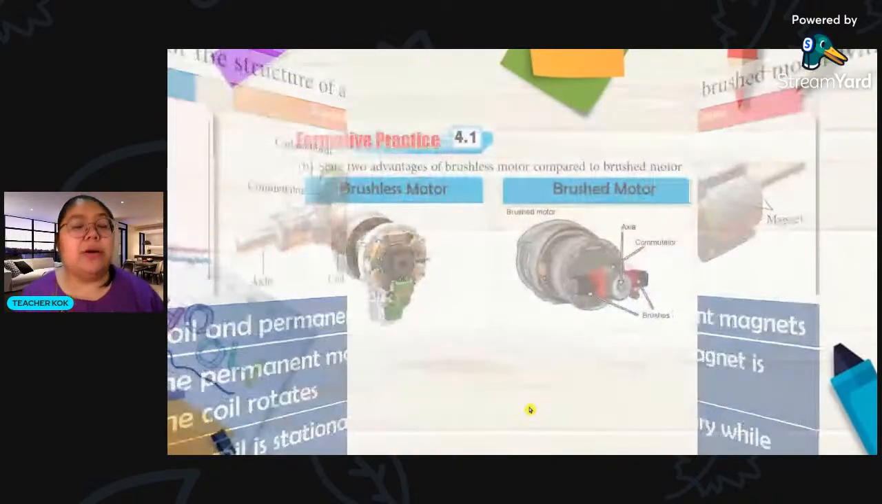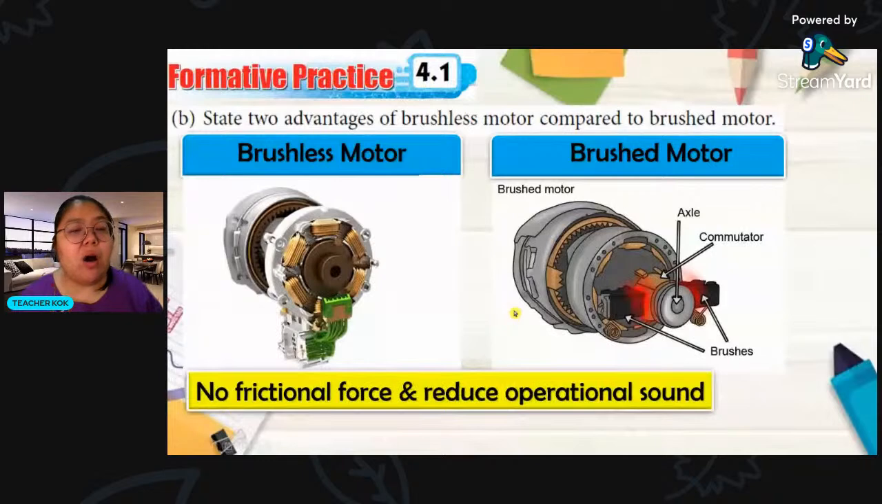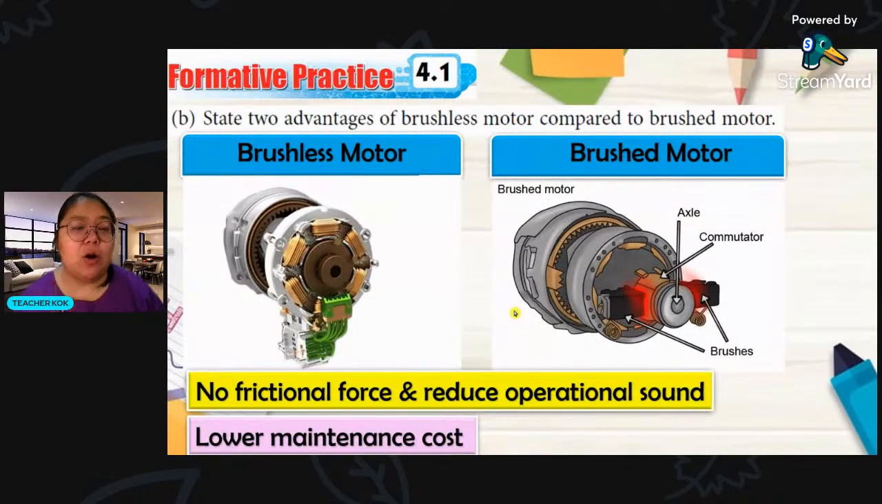Okay, now we need to talk about advantages. Just now we already learned the advantages, comparing the brushless and the brush. First, we just mentioned no frictional force. No frictional force means they can reduce the operational sound. Number two, we are just talking about advantages, not disadvantages. Lower maintenance cost. You can also say high efficiency, or last longer, for the brushless motor compared to the brush motor. So this one is the advantages.